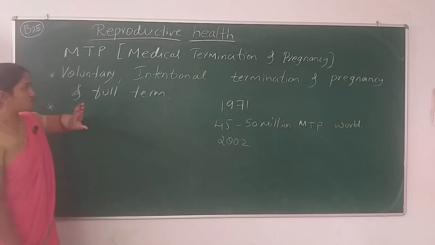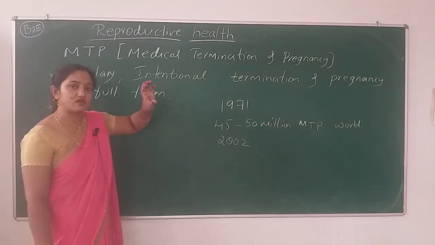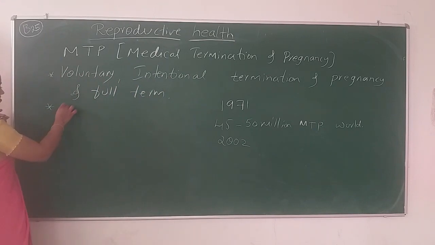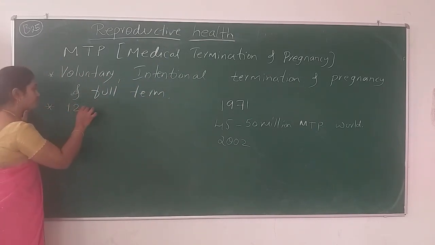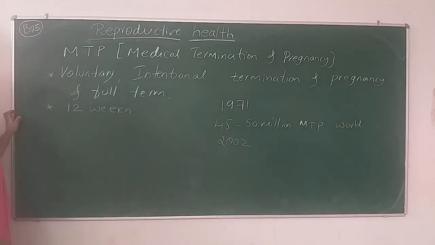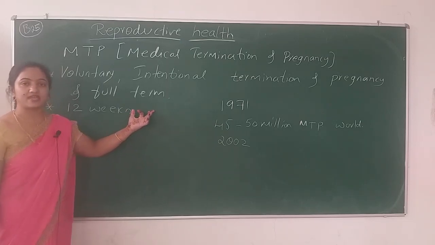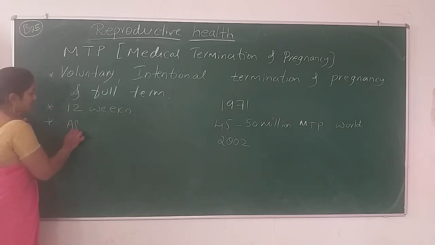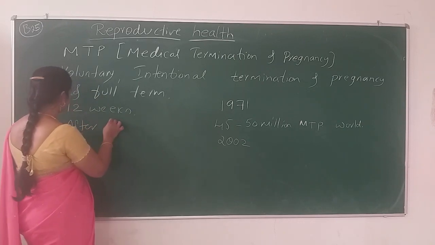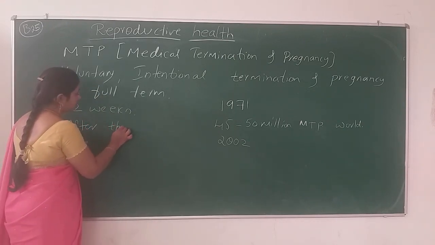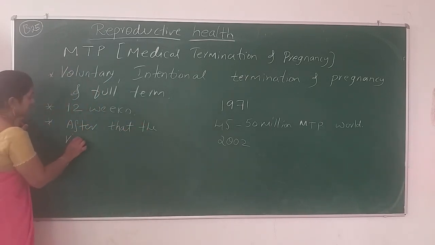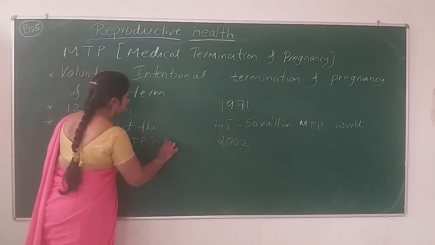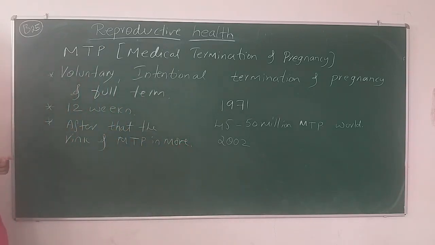With this, we'll move on to the next topic. When is the proper period for MTP? When the fetus is up to 12 weeks, the MTP can be done. After that, the risk of MTP is more if the fetus keeps on growing.